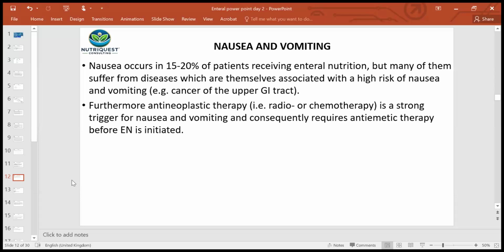So if you are working in the oncology unit, you find that many patients who are undergoing chemotherapy or even radiation therapy are put on a drug called ondansetron. So ondansetron is an antiemetic. It helps those patients not to vomit. Anytime they are going to be on chemotherapy, they are put on ondansetron.